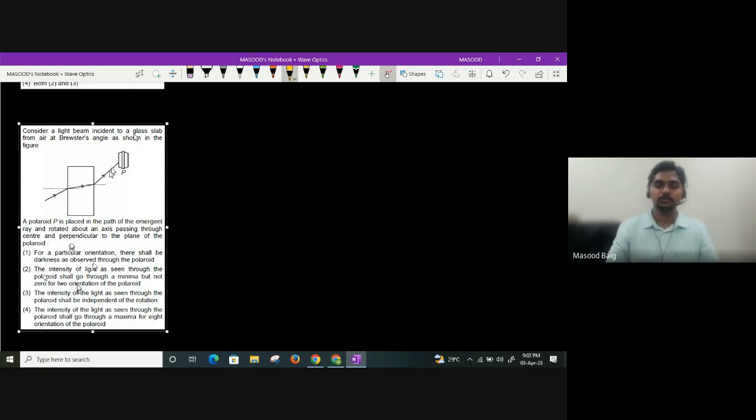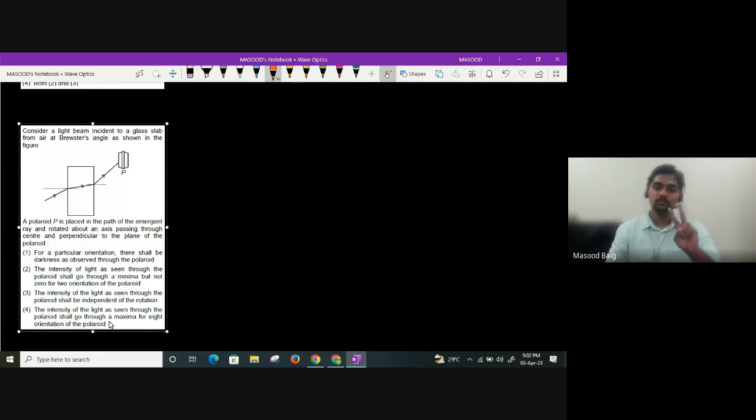It will be not zero again. Intensity of light as seen through the Polaroid shall be independent of rotation, it seems. Will it be independent of rotation? No, it will depend on rotation again. Intensity of light as seen through the Polaroid shall go through a maxima for 8 rotations of the Polaroid. For how many rotations? 2 rotations, guys.